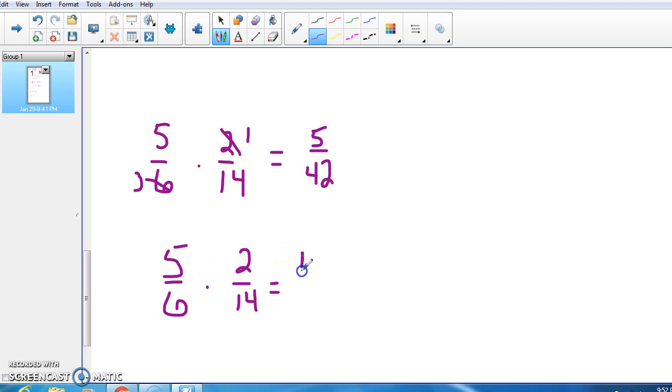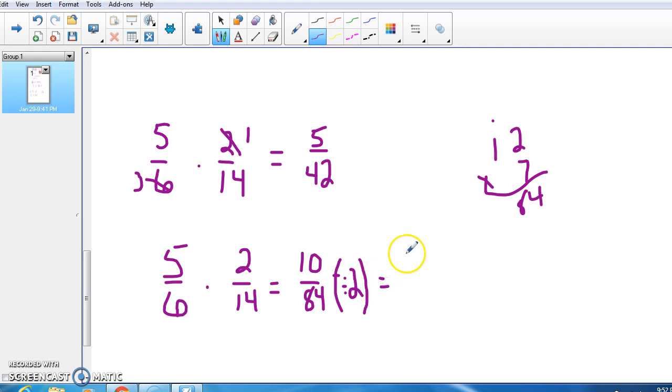Okay, this would be 10, and then I'd have to know what 6 times 14 was. If I double this, that would give me 12. If I half this, that would give me 7. I know that 12, I'm just going to check my work just to make sure I'm right. 12 times 7 is going to be 84, but I'm just going to check just to make sure. Yep, 84. So this would be my answer if I didn't simplify within the problem. And then I'd have to simplify now. And I know that they both can be divided in half for sure. And that would give us 5 over 42.